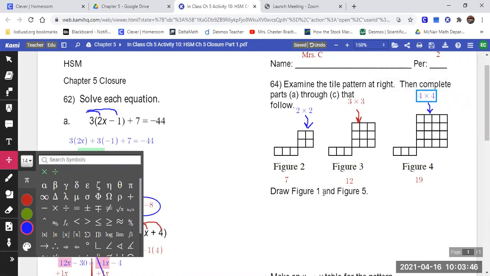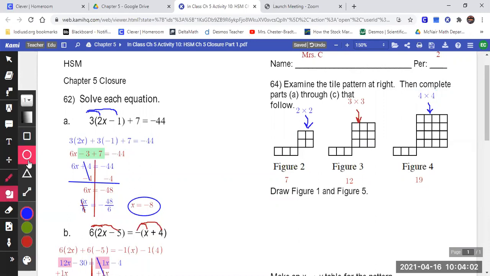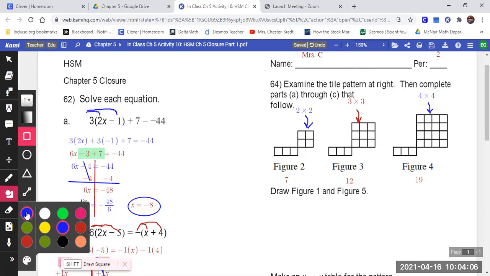So if they want us to draw figure 1, is the bottom changing at all? No. So they all have those 3 boxes on the bottom. So let's start with that. Let's go get our 3 boxes. To get our 3 boxes, we go to shapes, we go to box, we pick either red or blue. I don't care which. I'm gonna go with red.